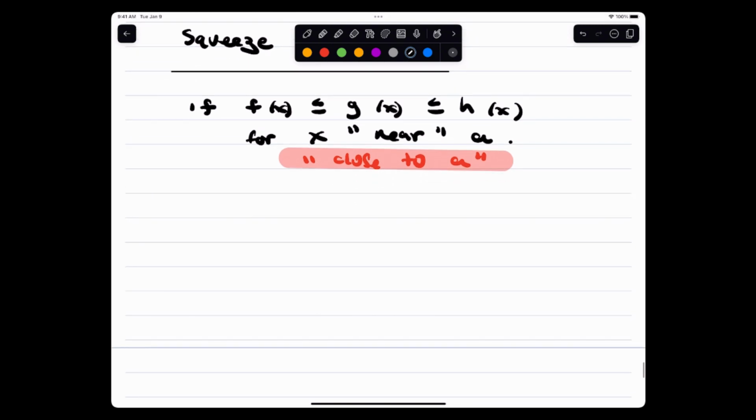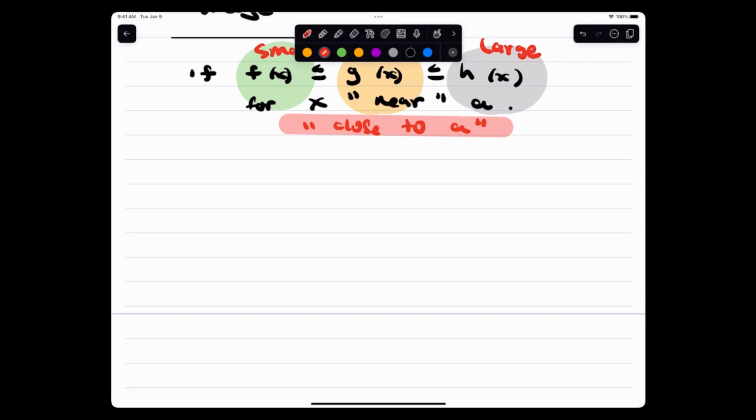Now the important detail here is they're saying here's a function f, here's g, and maybe here's an h function. So you really have a smaller function, a middle, and a large function, for values of x near a. Now, the classic picture of that looks like this.